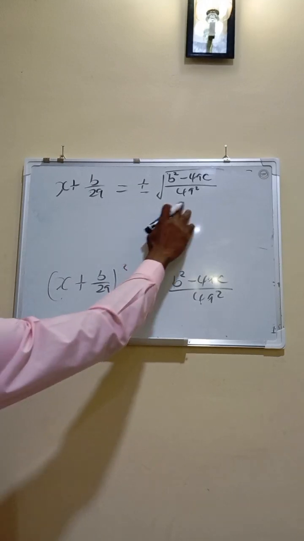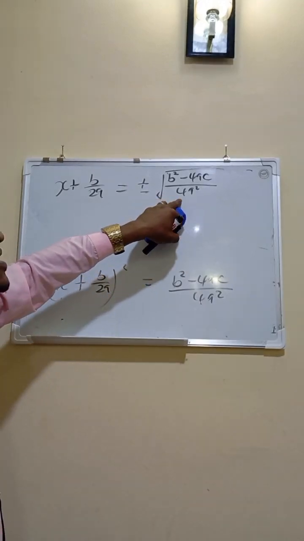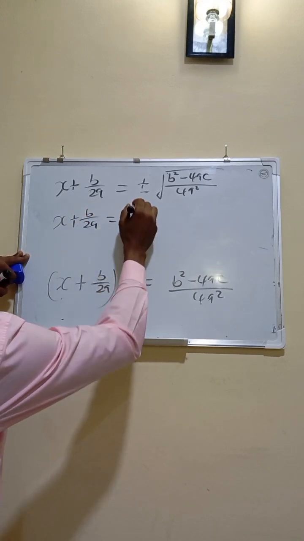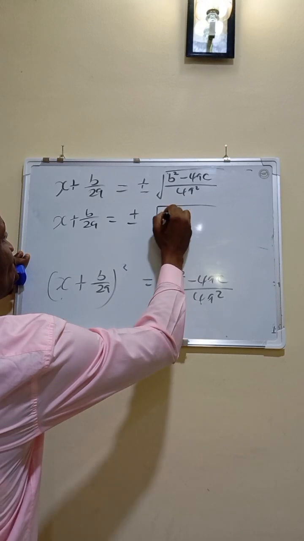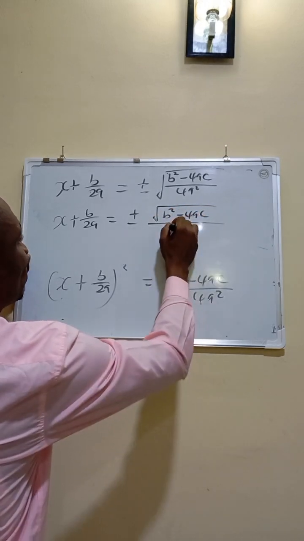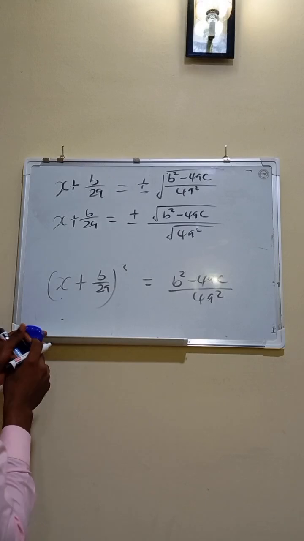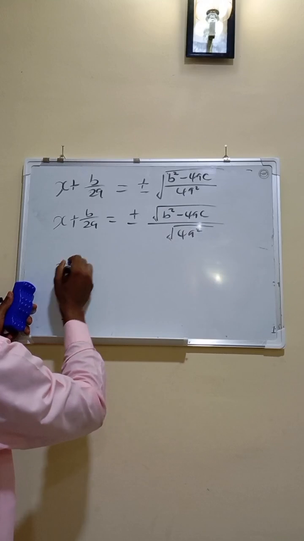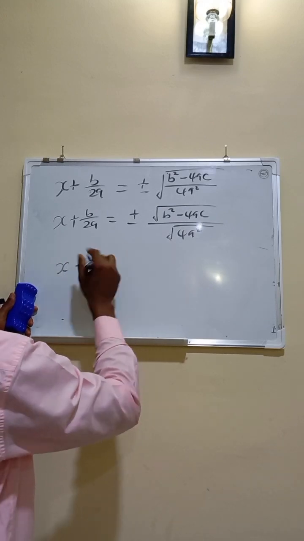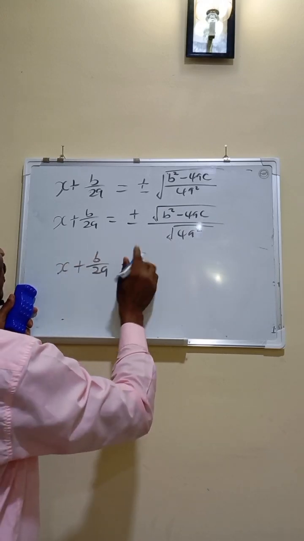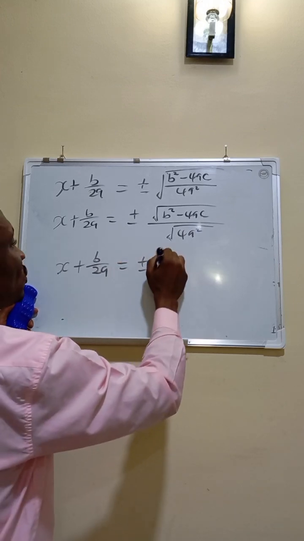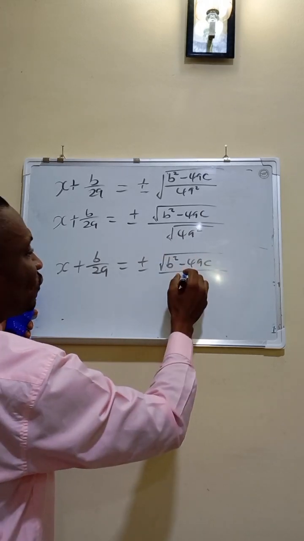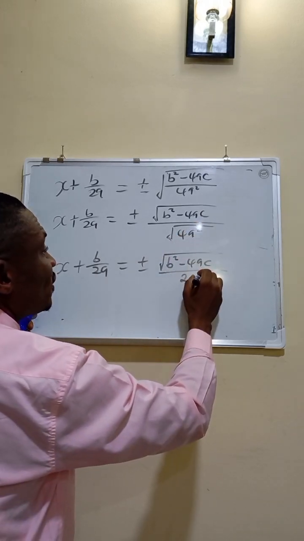So now, according to the rules of surds, we can separate these two. You can separate this to have this according to the rule of surds, if you have learned surds, but one of these days we will talk about surds. So this will give you x plus b over 2a equals plus or minus the square root of b squared minus 4ac over, the square root of 4 is 2, and the square root of a squared is a.